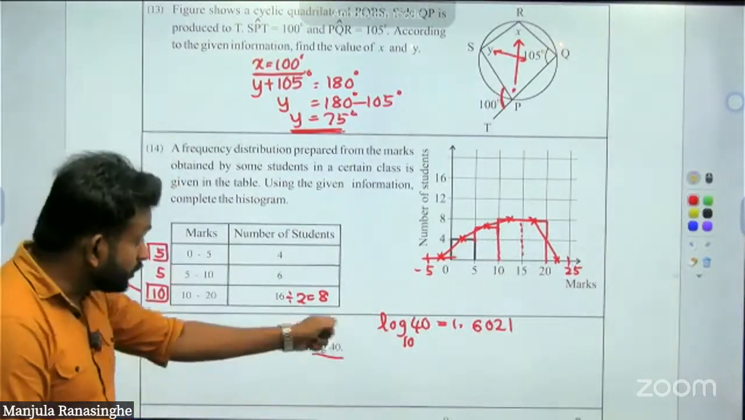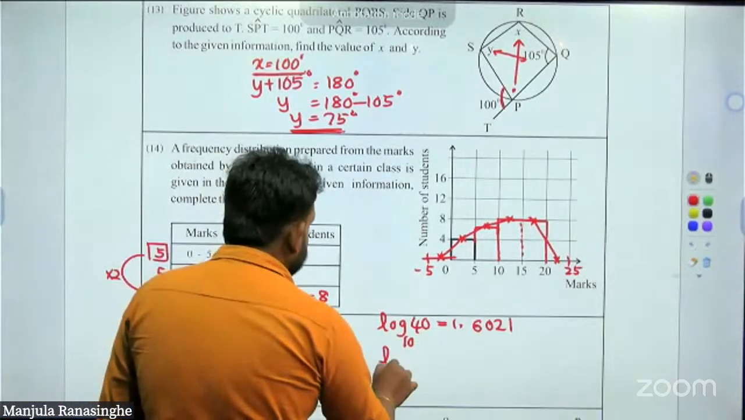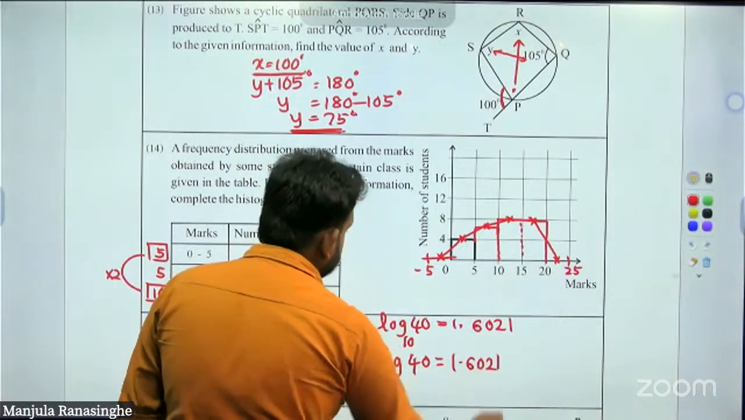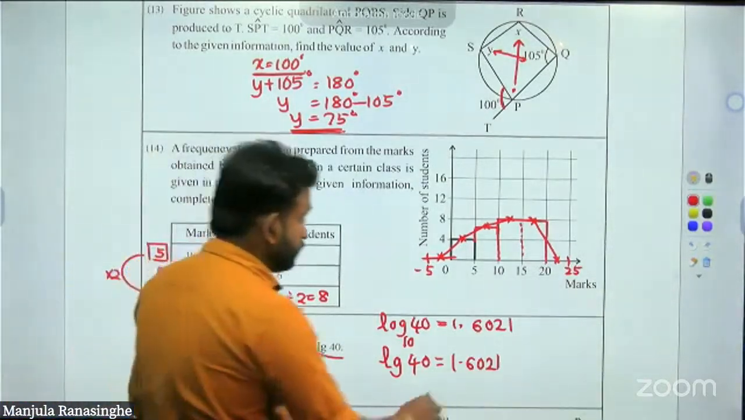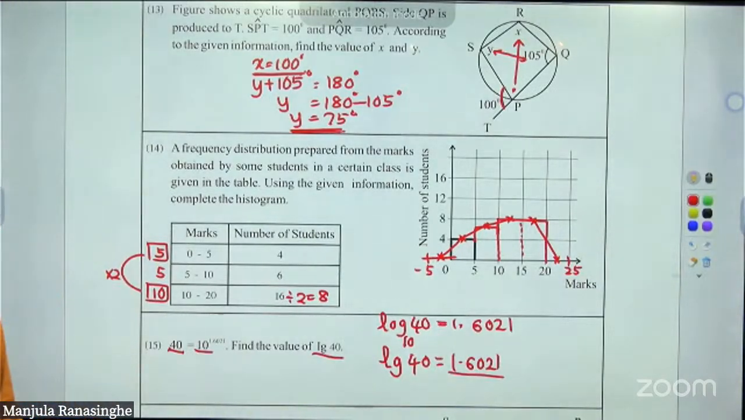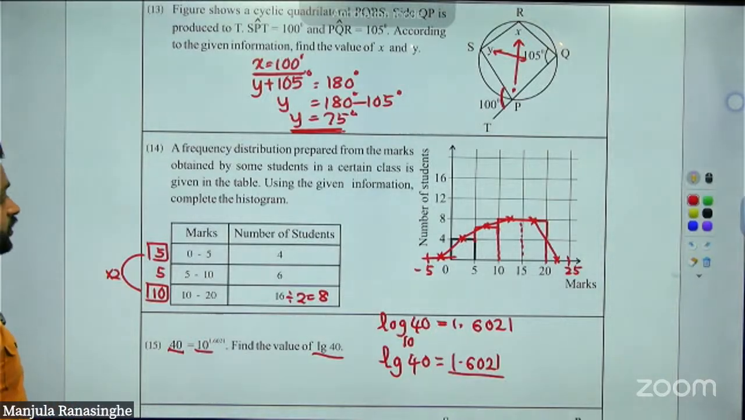Now you know that logarithm of base 10, that is like an abbreviation, short form LG. So LG 40 equals 1.6021. So that is the LG value. They are asking LG 40. The answer is 1.6021. Right. Okay, complete that 15 question.